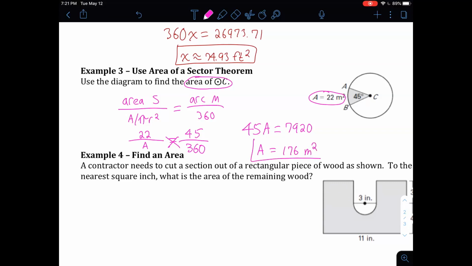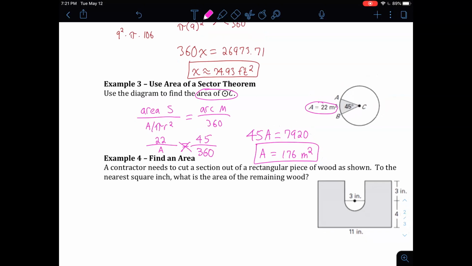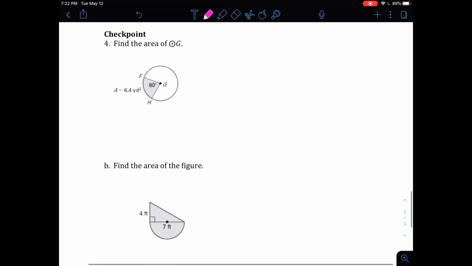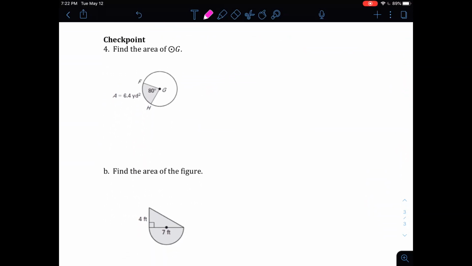Now, does that answer make sense? Should the area of the circle be bigger than the area of the sector? It should, right? The sector is part of the circle, so the circle shouldn't be smaller than the area of the sector. So it means we did something right. That's math sense, making sense of the problem. Cool. All right. Why don't you guys go ahead and do checkpoint 4, which is just like the last one, and then we will move into the last example together.